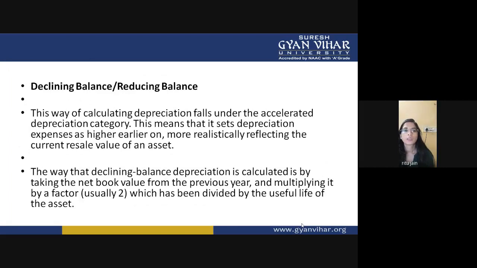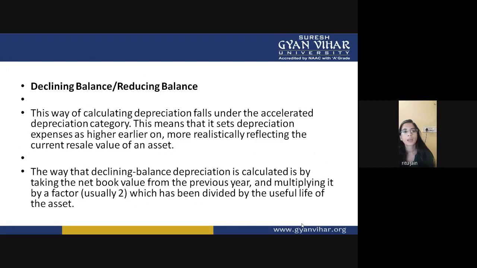So next is your declining balance or reducing balance. This way of calculating is the third method by which you can also calculate the depreciation cost. This way of calculating depreciation falls under the accelerated depreciation category. This means that it sets depreciation expenses as higher earlier on, more realistically reflecting the current resale value of an asset.